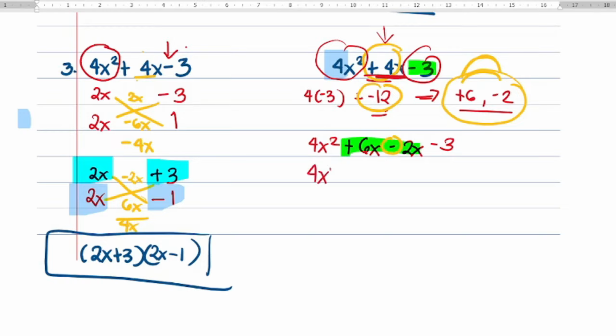4x squared para dili minus ang tunga. So, instead of positive 6x, I'll be switching them. Unahon ako si negative 2x, then positive 6x minus 3. So, para ang tunga nila kay positive lang. It would be more convenient, no? So, mag-grouping na. So let's start.